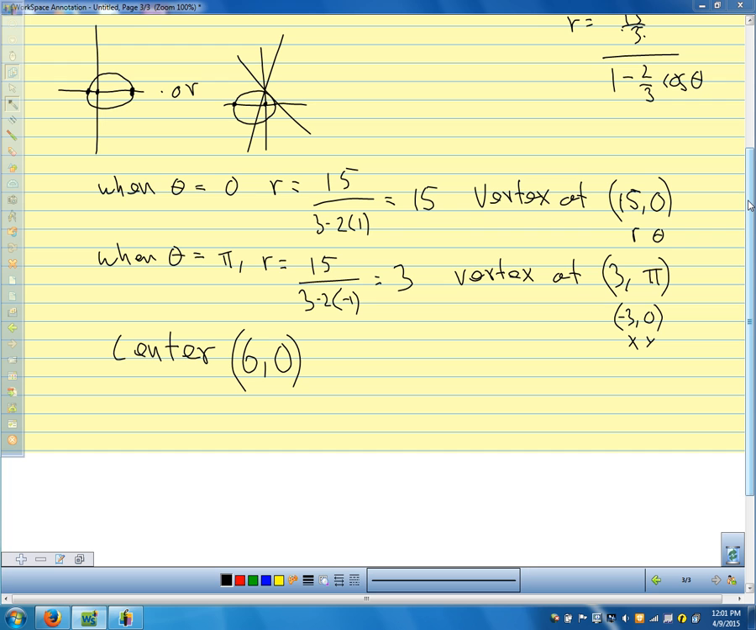All right, so now I have the center and I have the vertices. Since we have the center, what else do we know here? One focus is at 0, 0, always for a polar form of conics. So what is c? c equals 6.